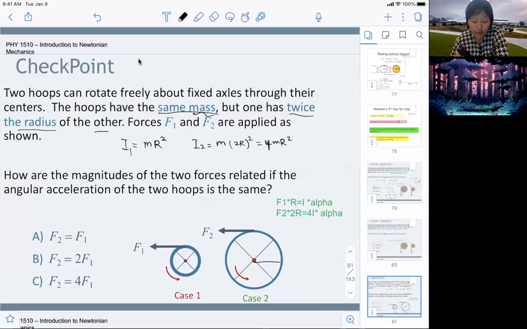Okay, so now we are going to calculate how the magnitudes of the forces compare. We are given that the angular acceleration is the same. So if alpha is the same, torque is I alpha, but alpha is the same. If we do Newton's second law on case 1, the torque for 1 is F1 times R, from R cross F. This R is R, right? So that's torque 1 equals I1 alpha 1. I1 is mr squared.